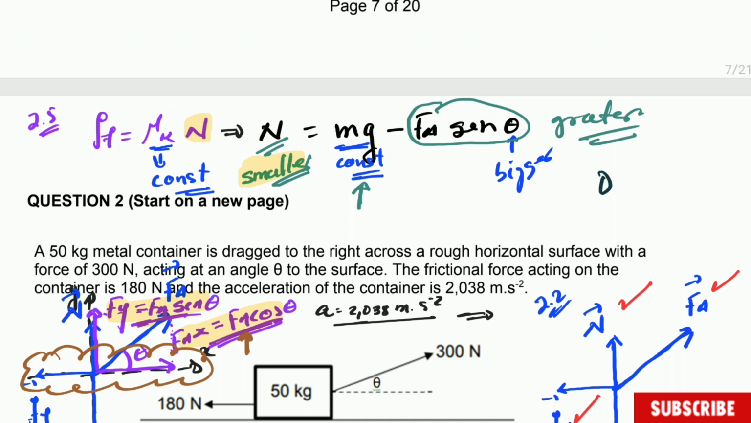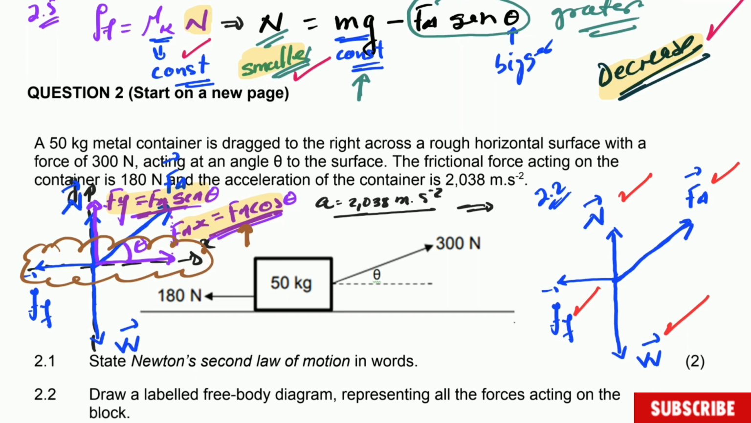So the answer is decrease. And if you say that, you'll get 1 mark for saying decrease. The other mark is for saying that the kinetic coefficient of friction is constant, and the other one is for saying that the normal is smaller. They are all the marks, guys. This is the end of this question.